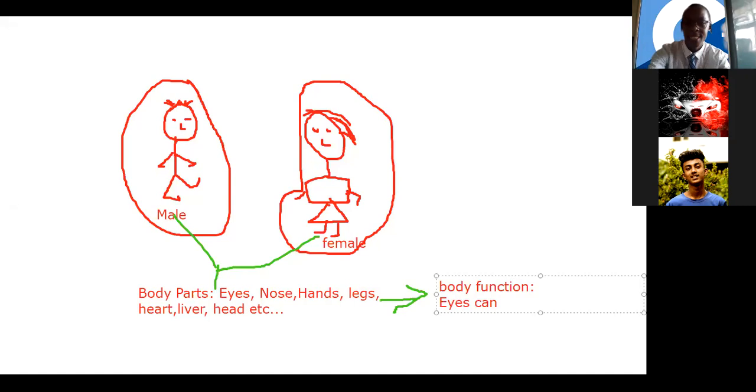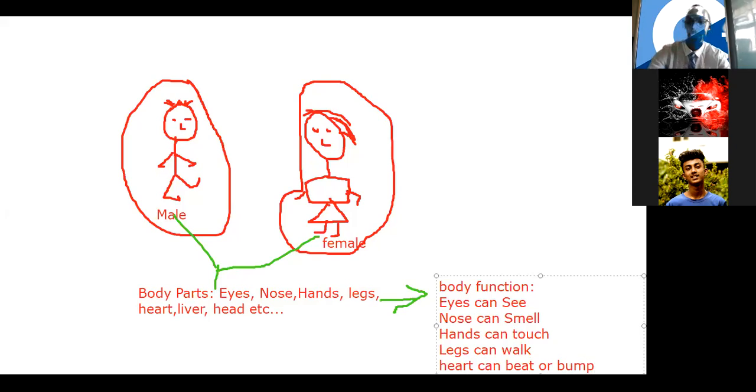Eyes can see. Okay? What about nose? Nose can smell. Okay? What about hands? Hands can do what? Hands can touch. Okay? What about legs? Legs can walk. Now, what about heart? Heart can do what? Heart can beat or pump. Let me say pump. Let me write it like the pump.